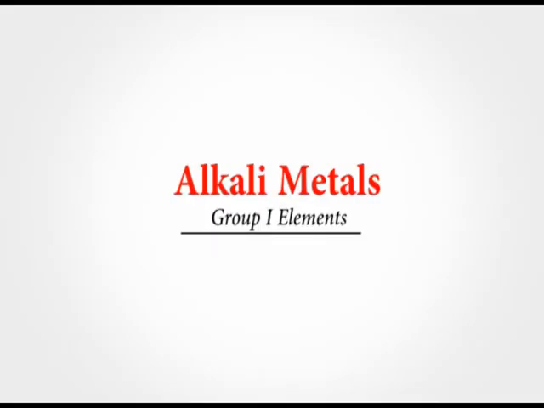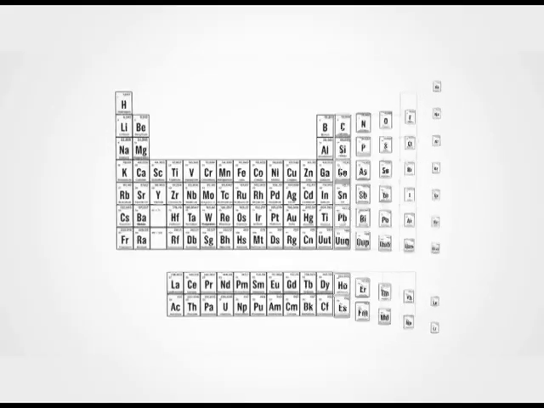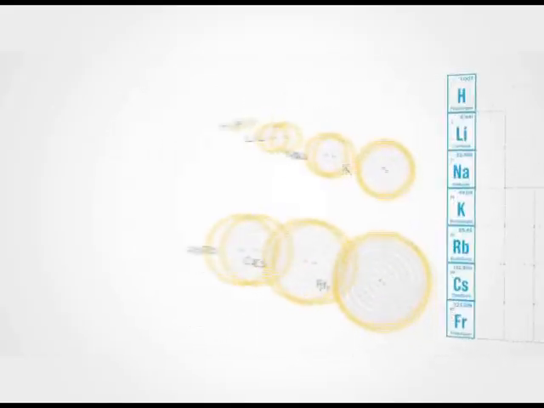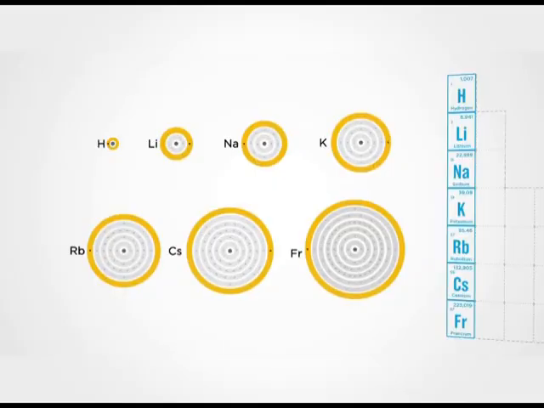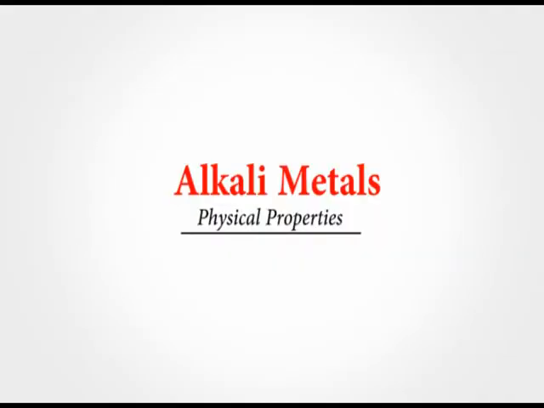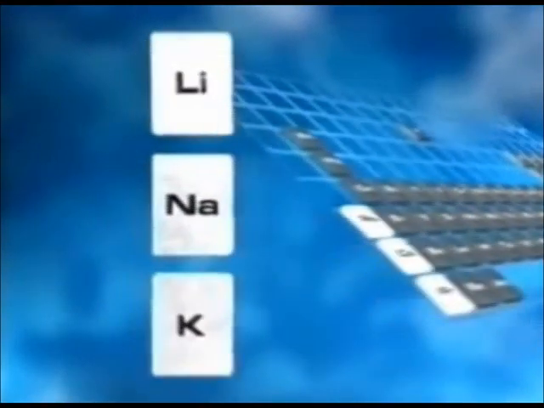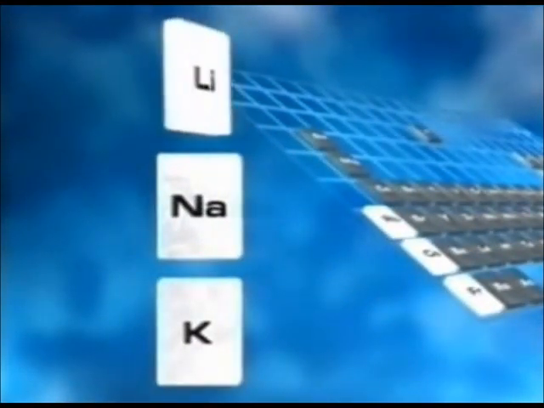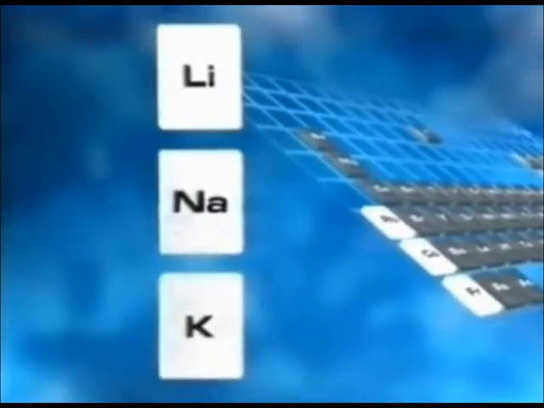Group 1 elements. The elements in Group 1 except hydrogen are called alkali metals. They include lithium, sodium, potassium, and others. The atoms of alkali metals have one electron in their outermost energy level. Group 1 elements are very reactive metals. Lithium, sodium, and potassium are at the top.